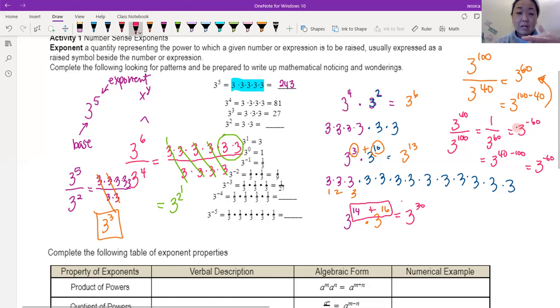It is not a mystery. It's not just something that math people randomly made up. It doesn't work like that. There's always a reason for it. And this is why, right? So what does that negative exponent mean?